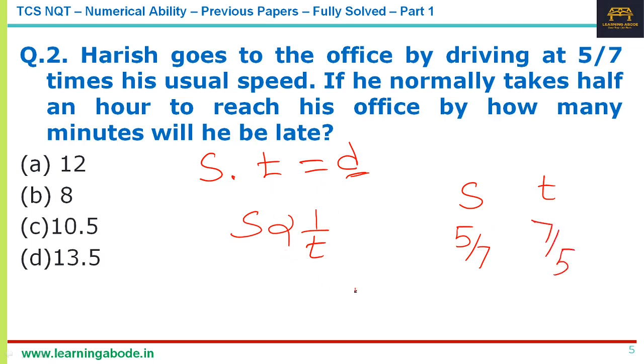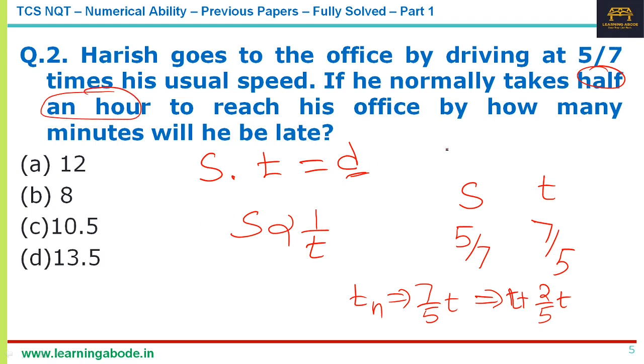When I say the new time is 7 by 5th of the usual time, I can say that it is 1 plus 2 by 5 t, or t plus 2 by 5 t. So it is 2 by 5 t more than the usual time, where t is the usual time. The time is given here as half an hour, which is 30 minutes. So he is taking 2/5 more time. Half an hour is 30 minutes, so 2 into 6, it is 12 minutes. So the answer is 12 minutes.